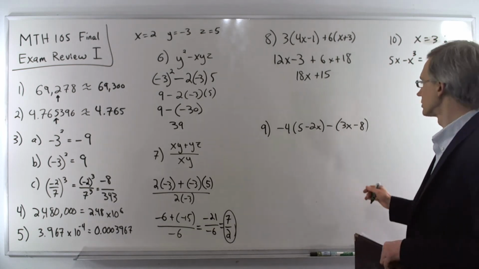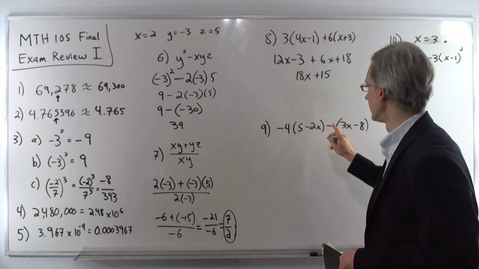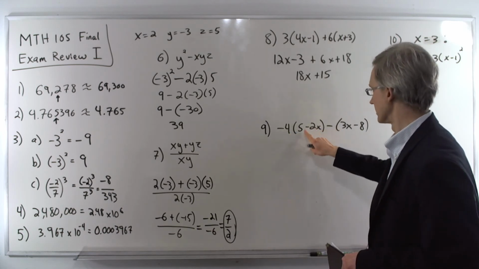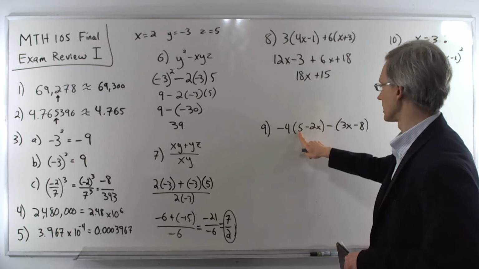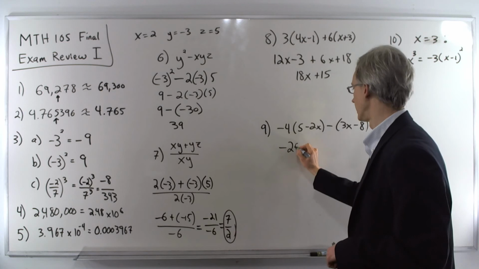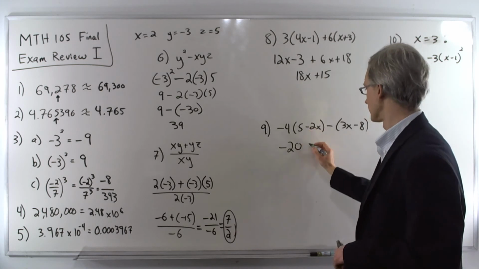All right, next up, we got number 9. Now with this one, we're distributing in negative values. And that is the effect of changing the sign of everything inside the parentheses. So this 5, it's positive, this is going to turn negative, so negative 4 times 5 is negative 20, and this negative will turn positive.